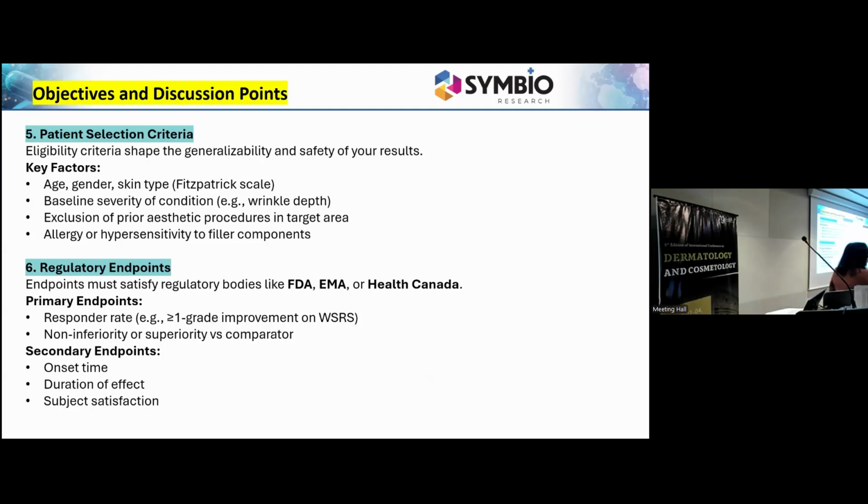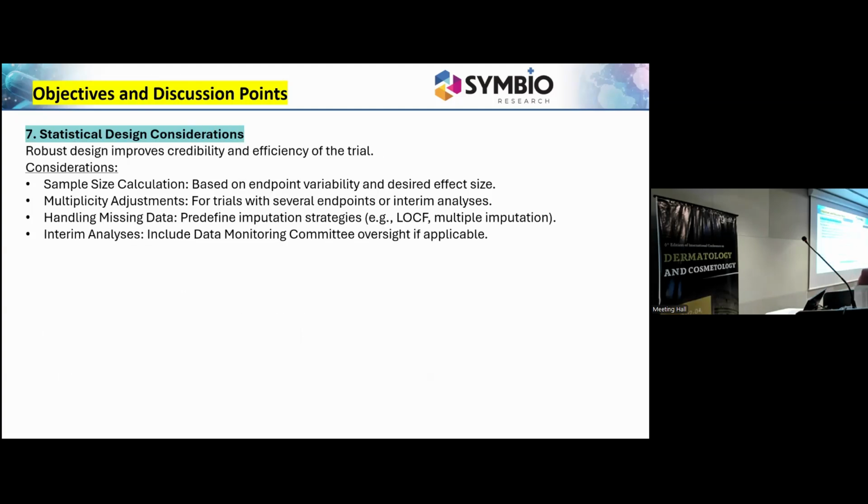So it is important to determine clearly, in an unambiguous way, what your primary endpoint is. The primary endpoint could be responder rate. It could be non-inferiority to an already standard product that is in the market, or it could be superiority, depending upon what phase your clinical trial is in. Then the secondary endpoints could be onset time, duration of the effect, subject satisfaction, adverse events profile, and so on and so forth. Next, statistical design considerations.